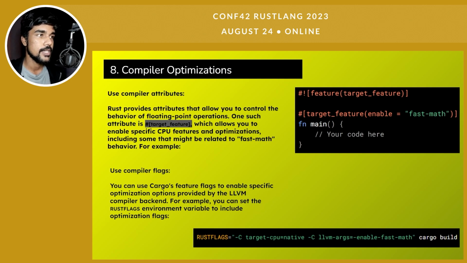Another thing you can use is compiler flags directly in the compilation phase rather than in the code base. You can give a target CPU, and you can use LLVM arguments to enable fast math in your build file. Since Rust is built on LLVM, we have a direct optimization option available from LLVM for fast math as well.